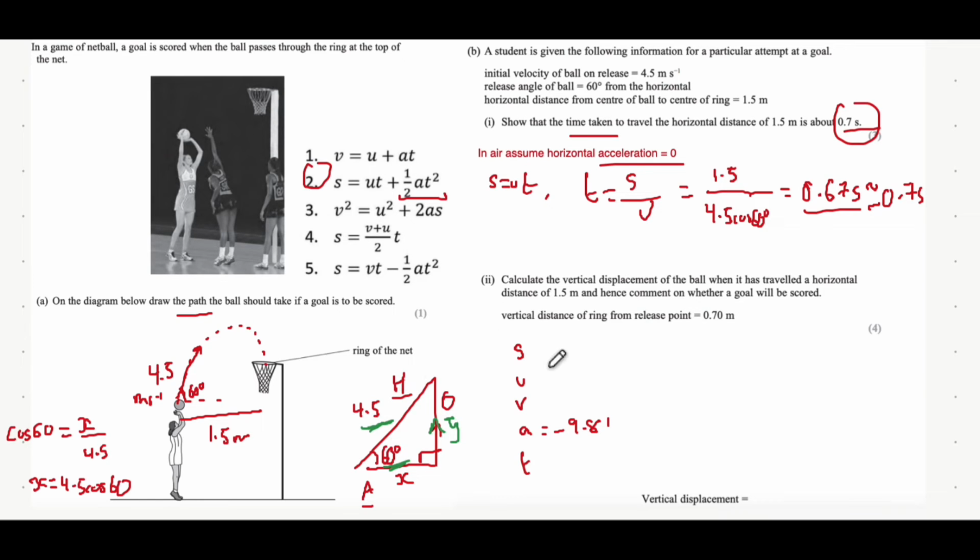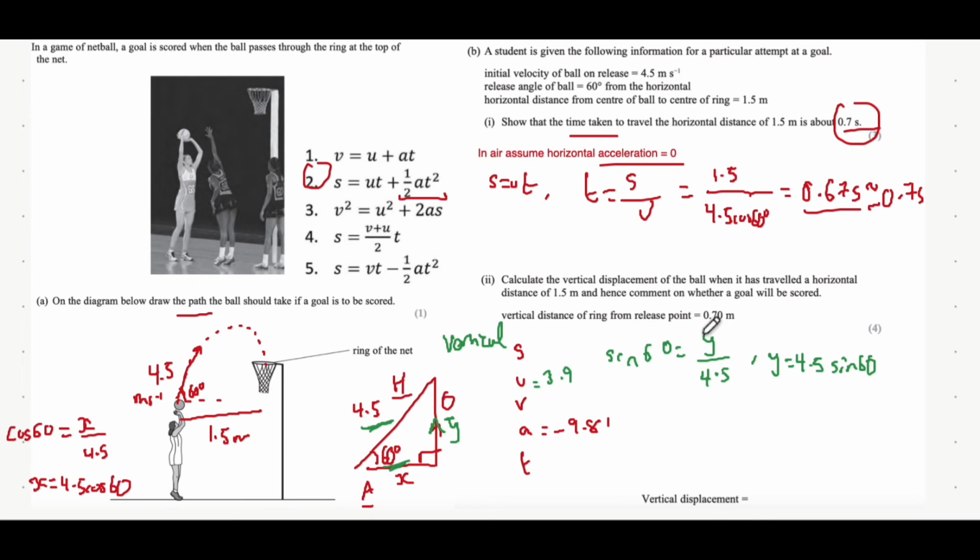Well, it's sine. So we can say sine of the angle, 60, is equal to the opposite, which we're trying to find, y, divided by the hypotenuse of 4.5. From there, you can multiply both sides by 4.5 and you get y equals 4.5 sine 60. Which again, you can just put into a calculator and it'll give you 3.9. That's the initial vertical velocity because we're using Suvat in the vertical direction.